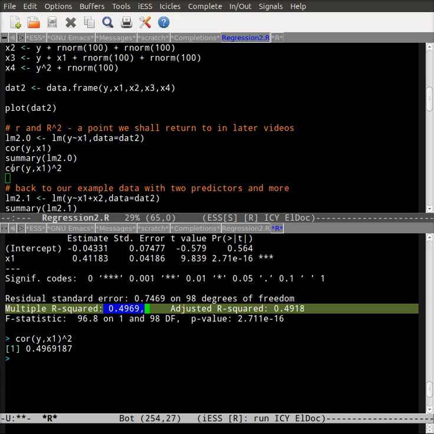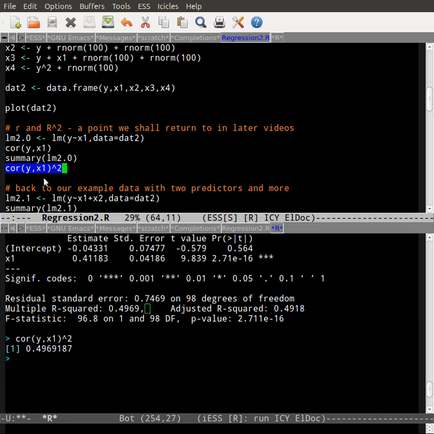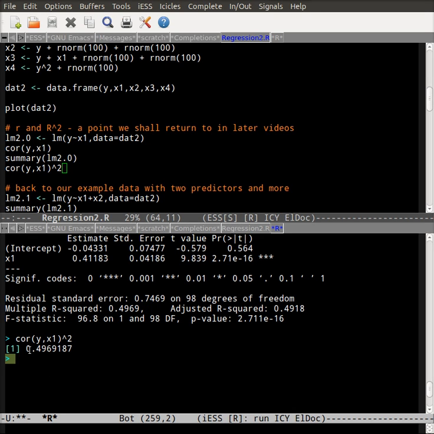So here you have the multiple R squared. If you notice down here, I've taken the correlation between y and x1 and just squared it. When I square it, I get 0.49, or 0.50, which is essentially what I have here. It is identical. And then when you adjust for it, you adjust for sample size and number of predictors, and so almost always it goes down. So what we have here is a simple bivariate model.